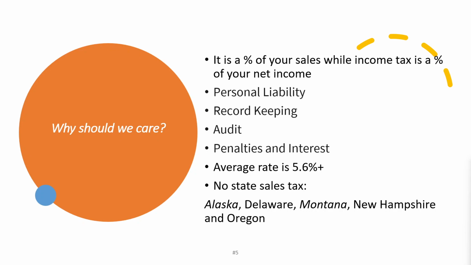So what is the sales tax rate? Sales tax rate can vary based on state. It's mainly governed at the state level, and you also have jurisdictions that sometimes add a certain percentage. An average is probably 5.6%, and some states have higher rates. Some states don't have sales tax at all, such as Alaska, Delaware, Montana, New Hampshire, and Oregon.